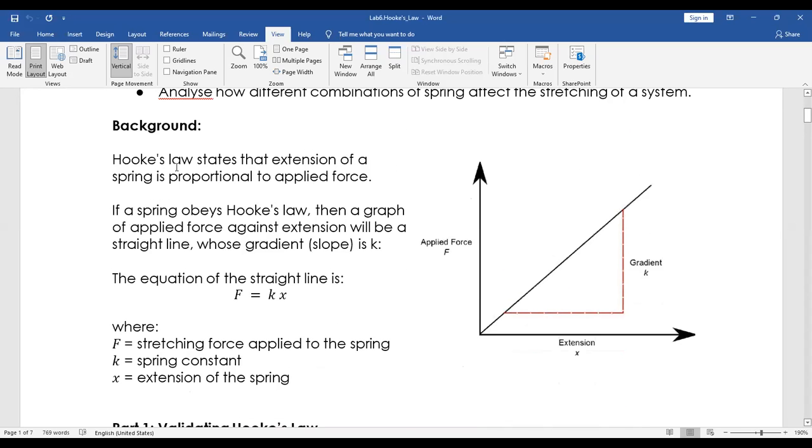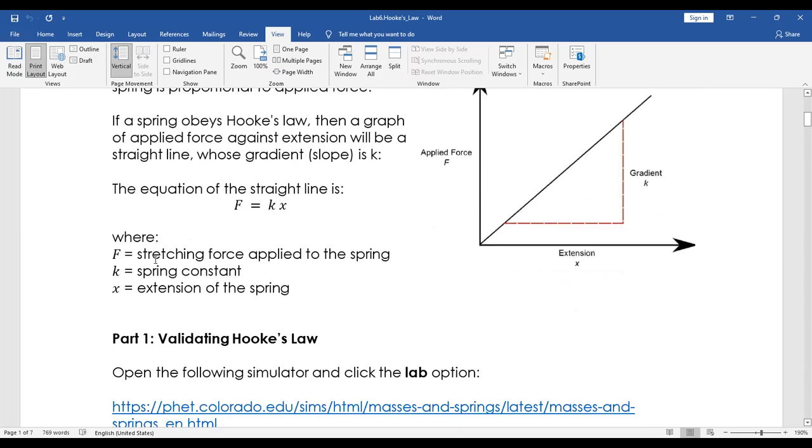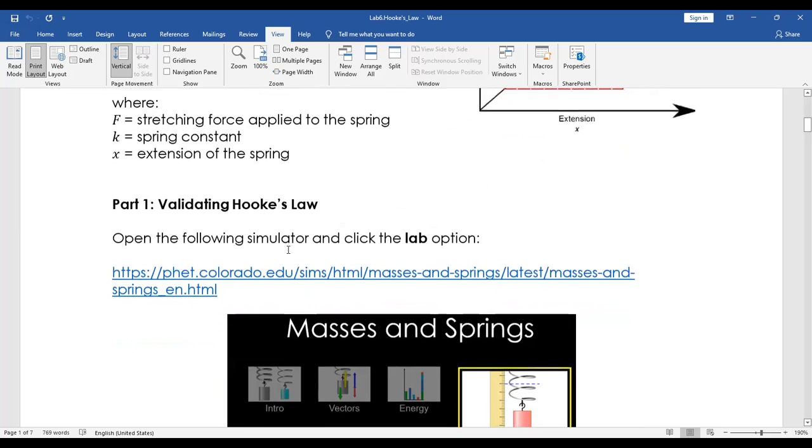Hooke's law states that the extension of a spring is proportional to the applied force: F equals kx. That's simple. If a spring obeys Hooke's law, then a graph of applied force against extension will be a straight line whose gradient, the slope, is k. If I draw the F versus x graph, then this slope is the elastic coefficient k, the spring constant. Then validation of Hooke's law.